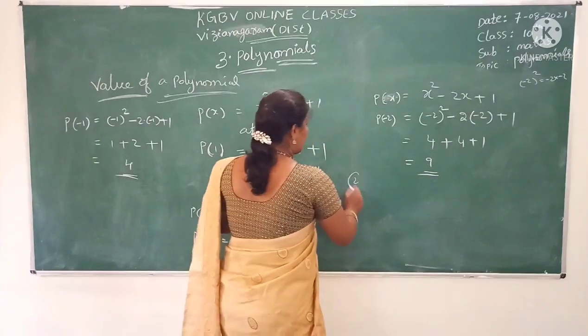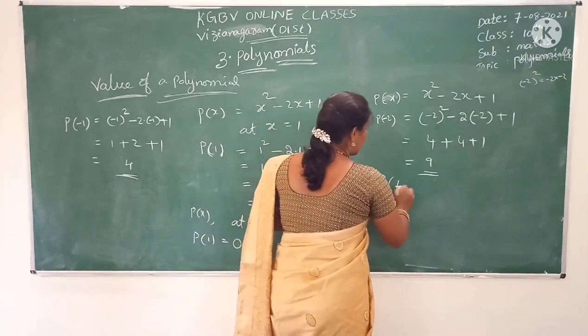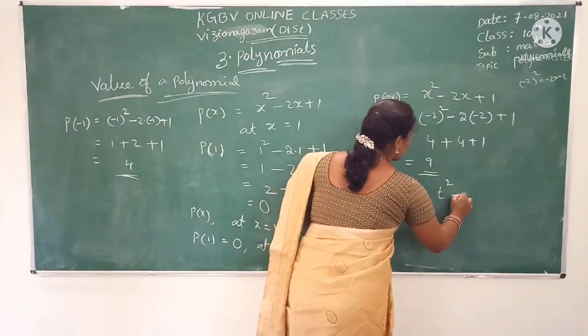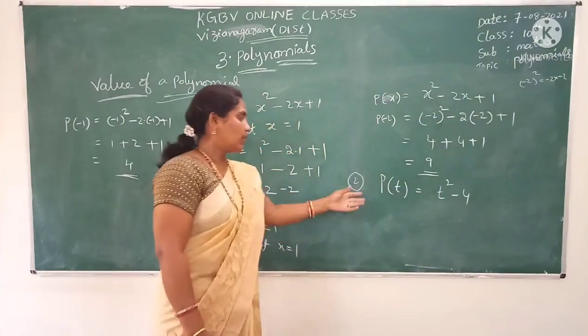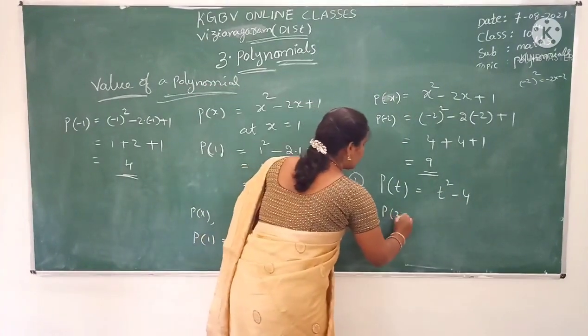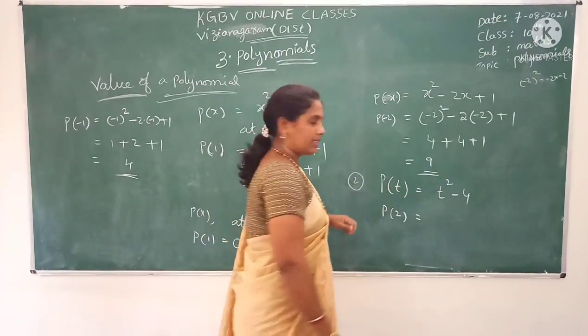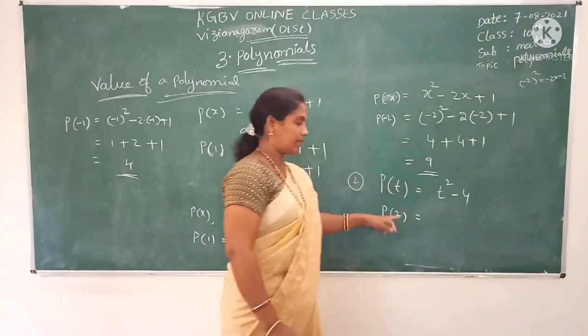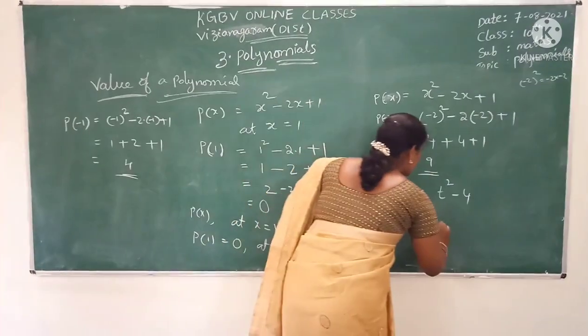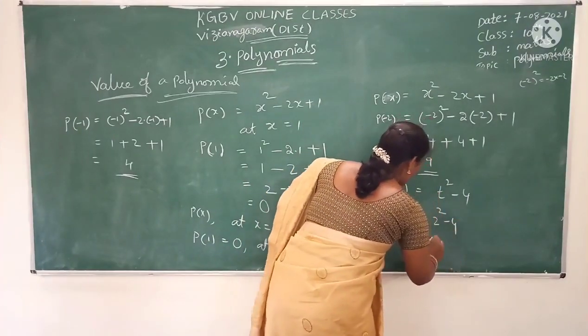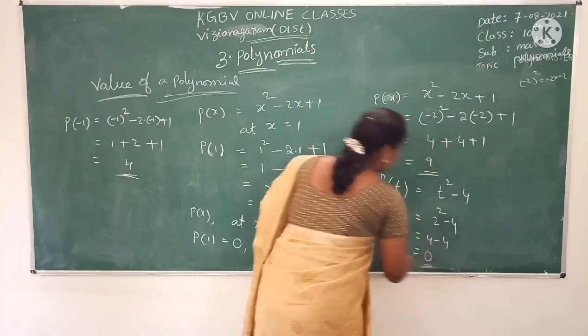Suppose we take another example. P of t is equal to t square minus 4. We calculate P of 2, that is, replacing t by the value 2. That is 2 square minus 4, 4 minus 4 is equal to 0.